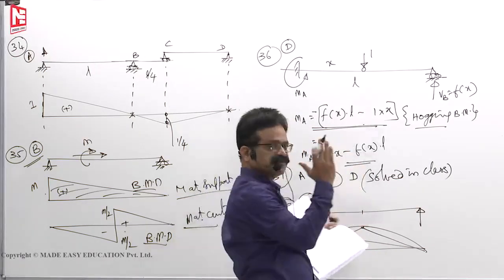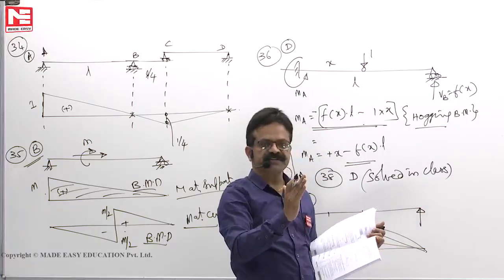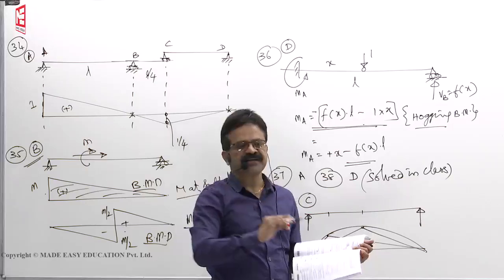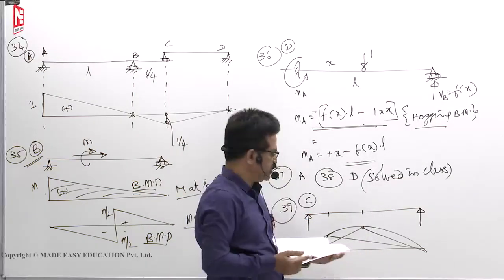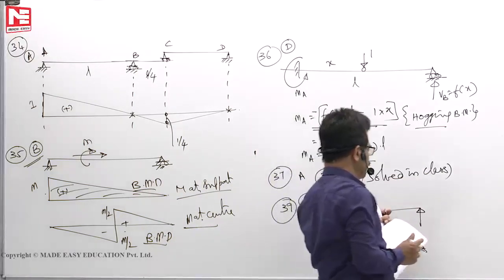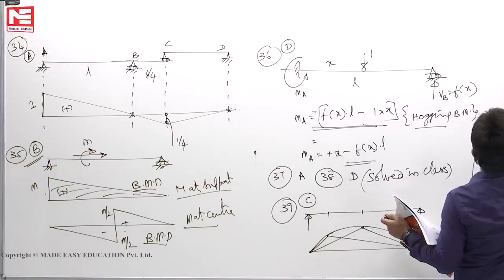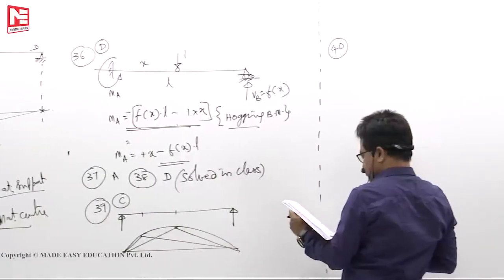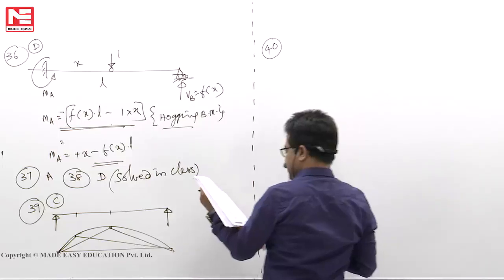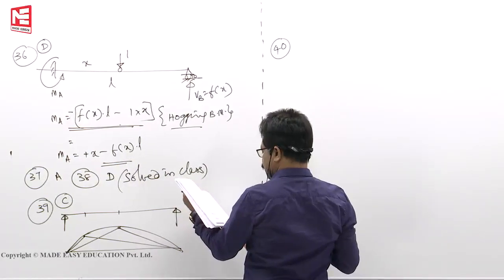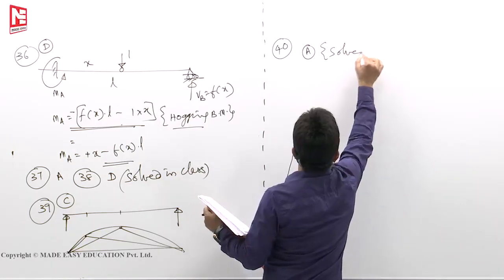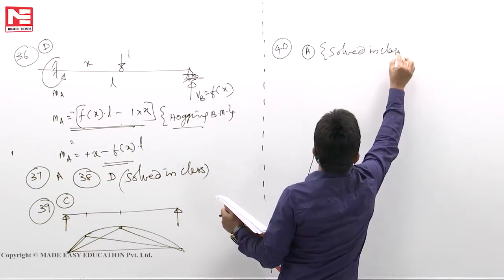He is not asking ILD for bending moment at a section. He didn't specify the section. Different sections, maximum ILD you take. The locus of all such points will look like a parabola. So 39C. Now let us see 40. A beam with cantilever end shown in figure represents ILD for shear force at the section just to the right of support A. This also we have solved in the class. 40A. Solved in class.